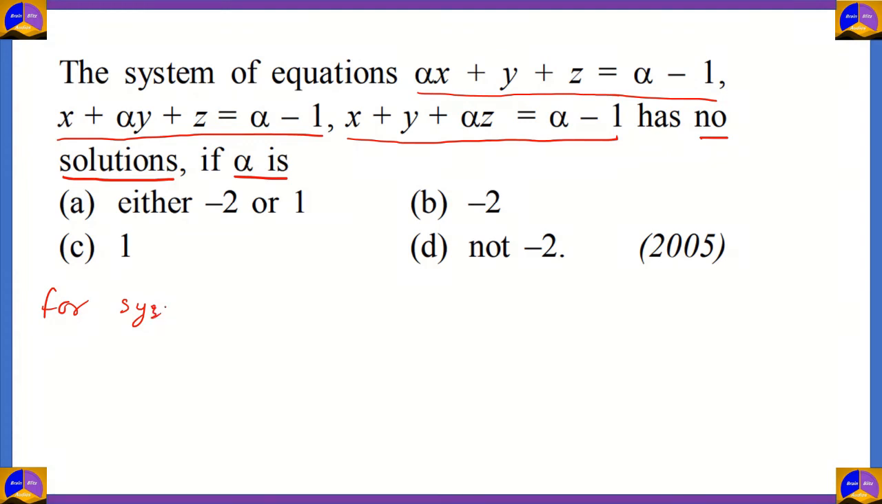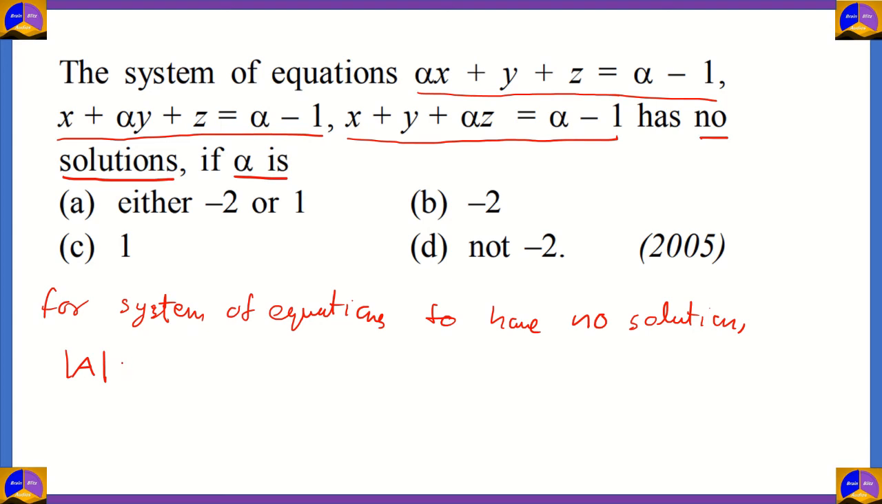For a system of equations to have no solution, you can note that the determinant of A will be equal to 0, and the product of adjoint of A times the matrix B is not equal to 0. So let's try and find out the value of alpha.